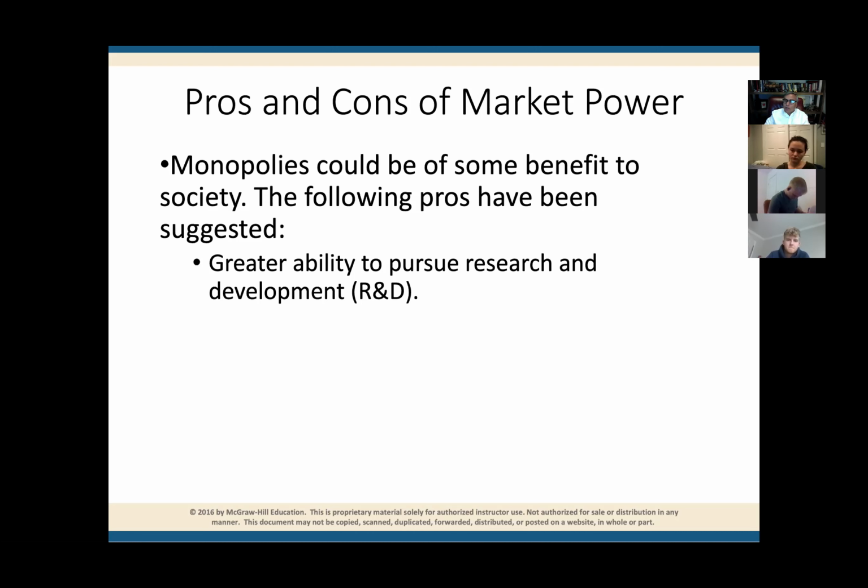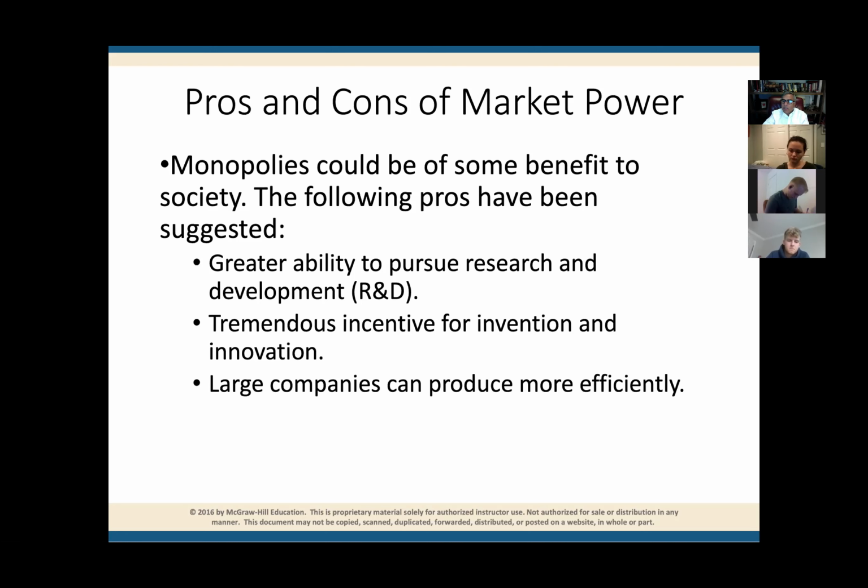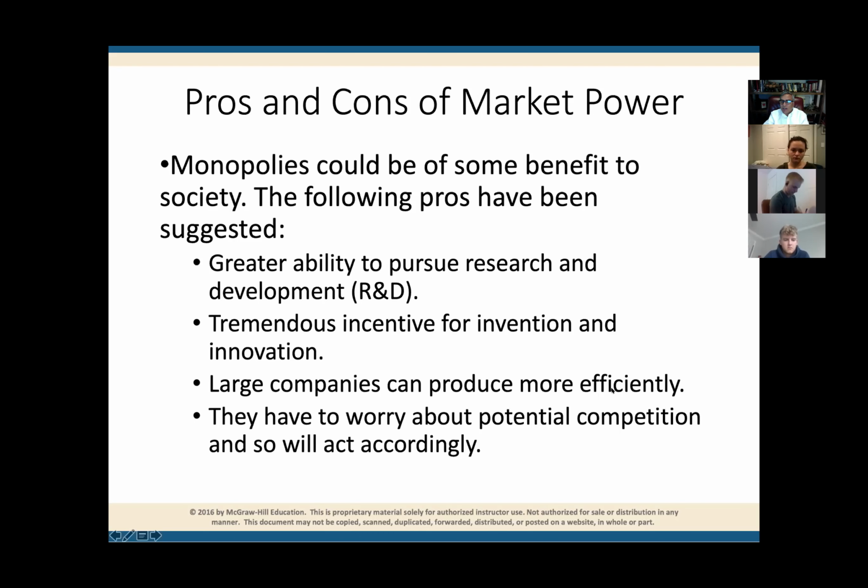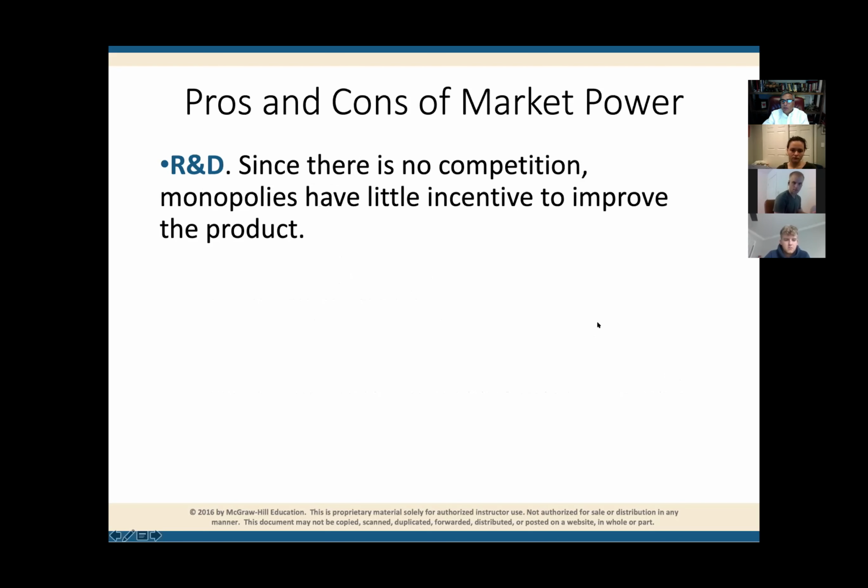Monopolies are always trying to do more research and development in order to improve the product, always trying new inventions and new innovations. And the large companies can produce more efficiently. So this is the argument for monopolies. But other people say it's totally the opposite. If you are a monopoly and you are the only seller, why would you spend money on research and development? Why would you spend money on innovation? And why would you have to worry about being efficient? You don't care, because you have no competition.